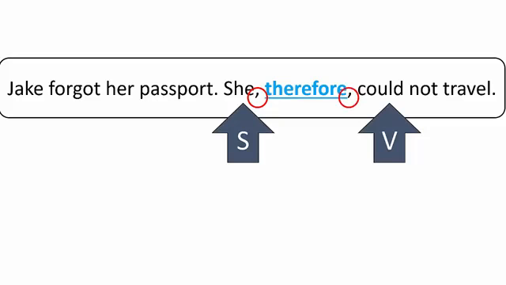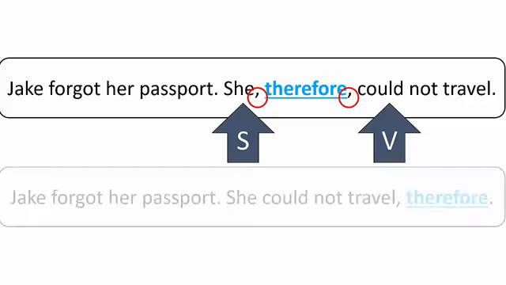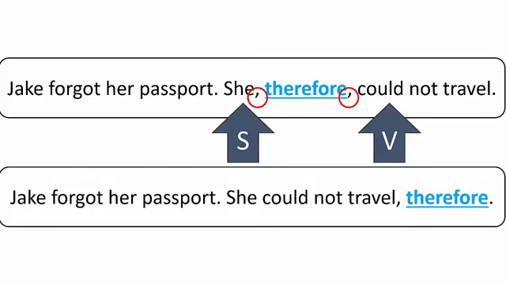And finally, we can put the transition at the end of the sentence. Jake forgot her passport. She could not travel, therefore. And it should be preceded by a comma. We've now seen 4 different ways to use a transition in 3 different sentence positions. To review, here are the 3 positions where we can use therefore.